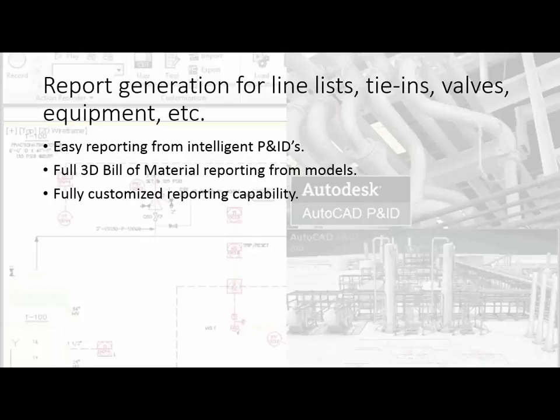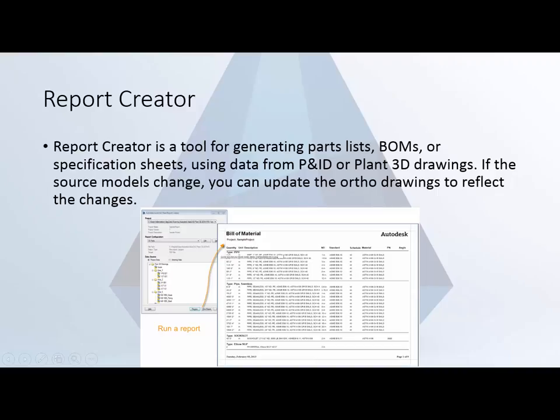And you also get some great report generation for your line lists, your tie-ins, your valves, any of your equipment. You get great reporting. It's easy from your P&IDs, which are intelligent. You can get full bill of materials, and all your reporting capabilities are fully customizable. Your report creator is a tool for generating parts lists. You can get bill of materials, specification sheets. You get to use all your data from your P&ID or your Plant 3D drawings. And if your source models change, you always get updates. You can update the ortho drawings to reflect any of the changes.